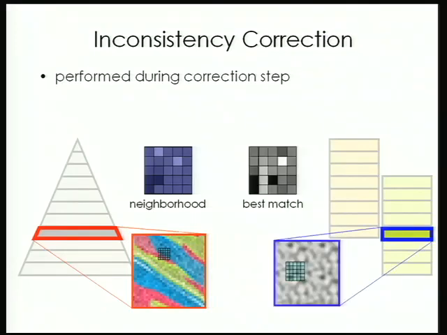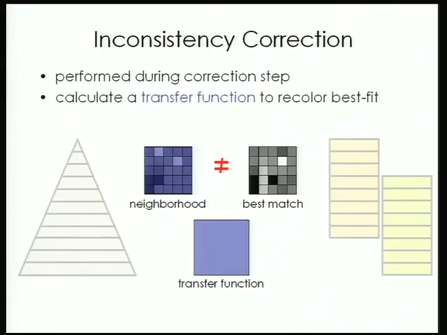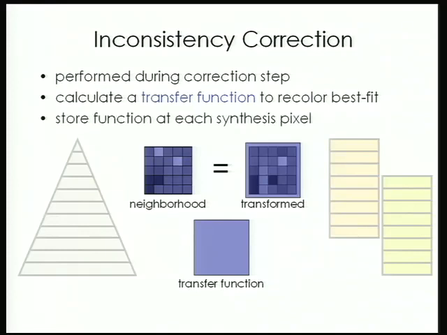We found best matching neighborhoods in our Gaussian stacks. Now, in situations where you have inconsistent input, even your best match can turn out to be fairly poor in an absolute sense. So we also additionally, for each of these neighborhood and match pairs, fit a transfer function. The goal of this function is to recolor the best match so that it resembles our original neighborhood as closely as possible. Once we fit these functions, we store them back into the synthesis pyramid along with those coordinates. So each pixel in our synthesis pyramid also stores a transfer function.